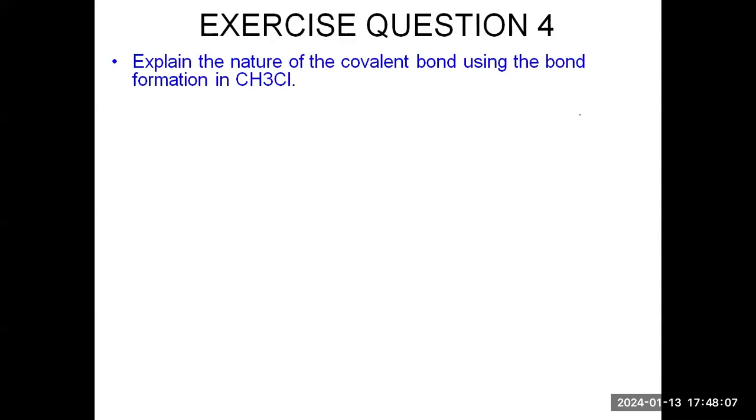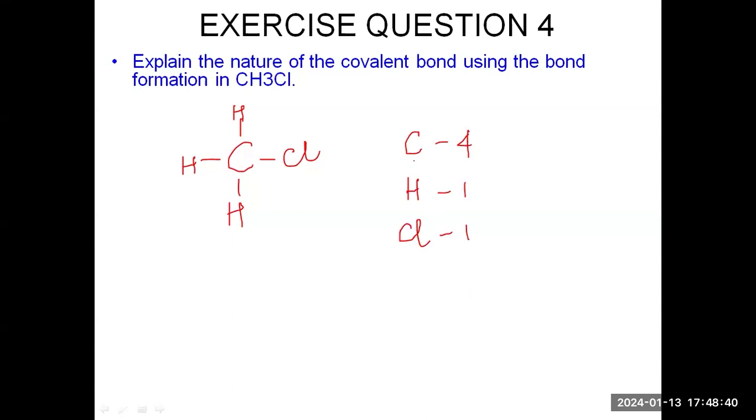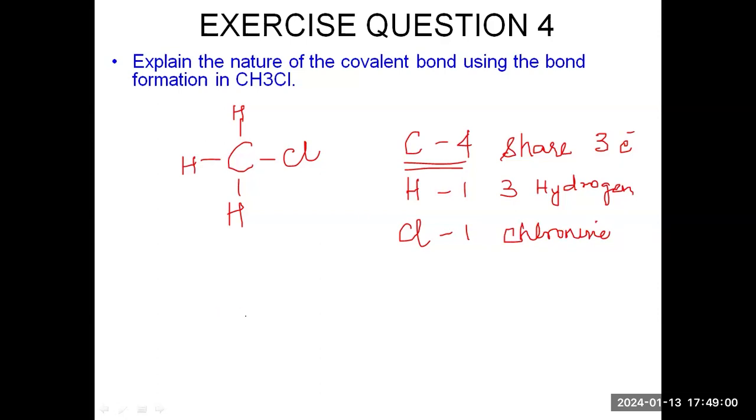Now this question is, explain the nature of covalent bond using the bond formation in CH3Cl. This is hydrogen, hydrogen, hydrogen. So how will you explain it over here? You can explain that carbon has valency 4, hydrogen has valency 1, chlorine has valency 1. So carbon can share 3 electrons with 3 hydrogen atoms, and 1 can be shared with the chlorine atom.